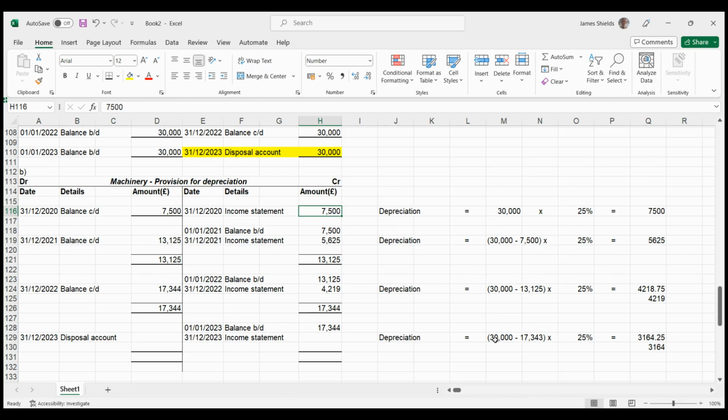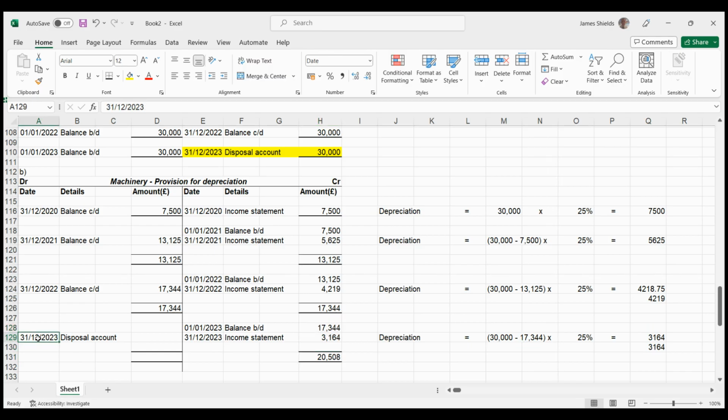So it's the 30,000, take away 17,344. Let me just change that for you. Then times by our 25%, and we get 3,164. So the income statement charge for the 31st December 2023 year end is 3,164. And that gives a total depreciation to this date, which is your accumulated depreciation, of 20,508.